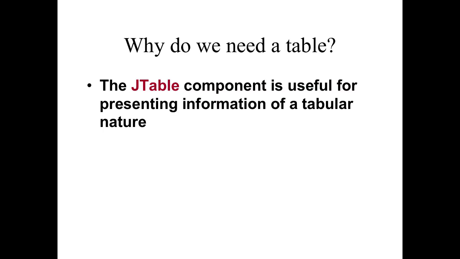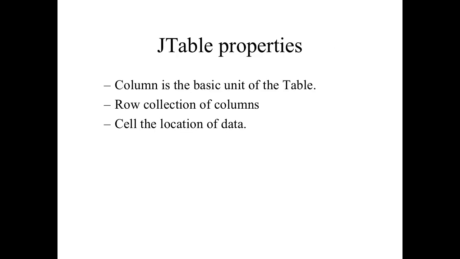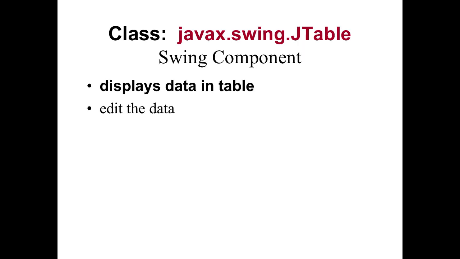So tables are useful for representing two-dimensional data. They typically have rows and columns, and they're numbered in the usual way. Cells are the primary element of the table, the lowest element, most primitive element. And a table is a Swing component, which means you can add it to a panel, and then take the panel, put it into a frame, and display it.